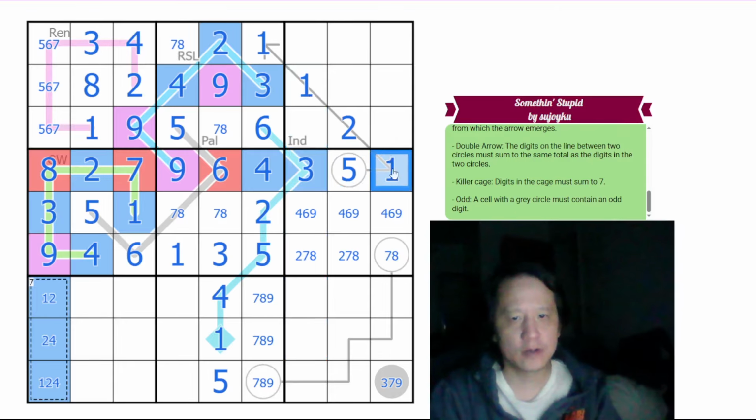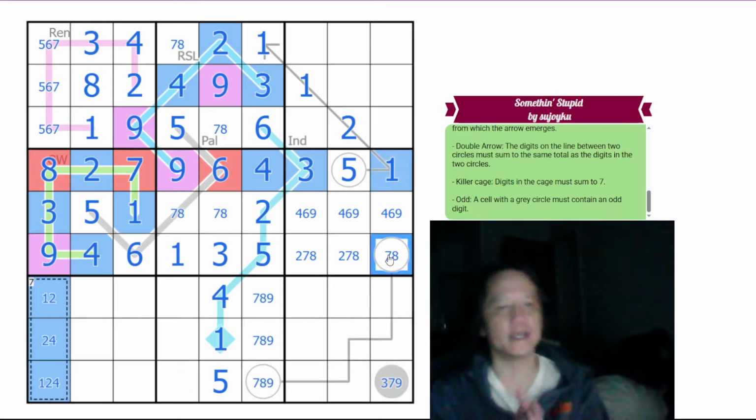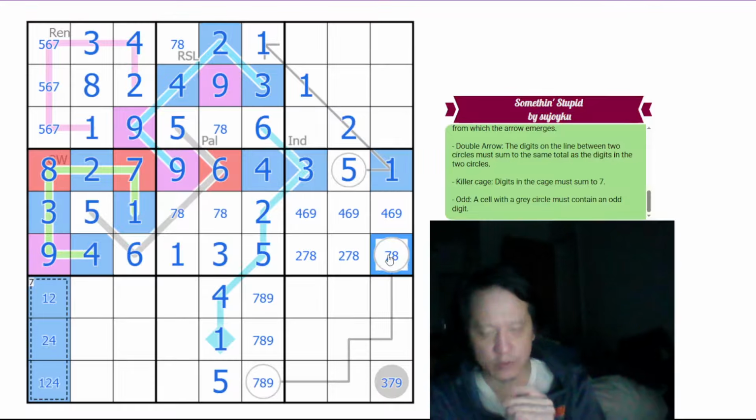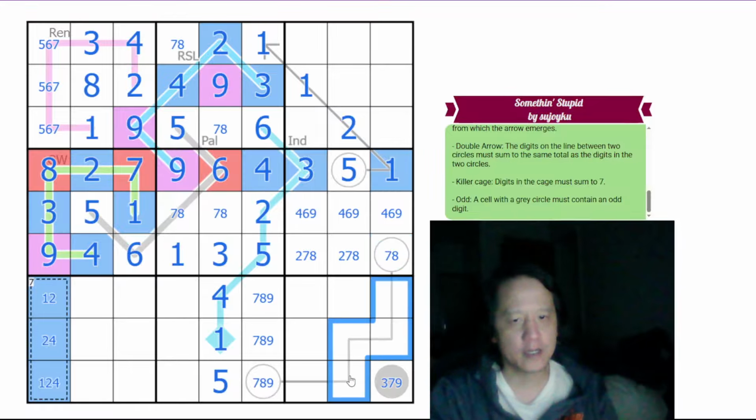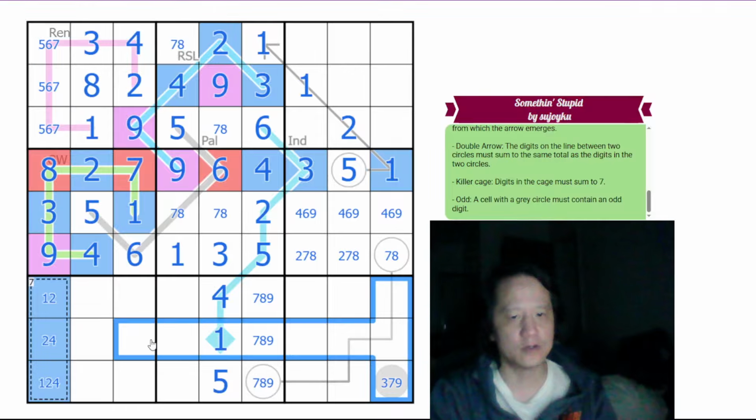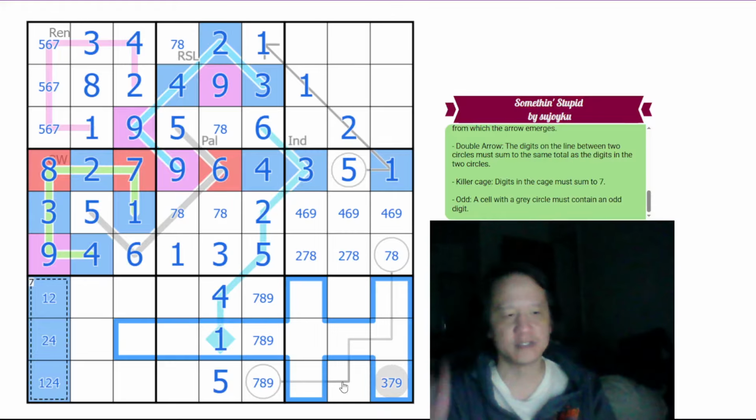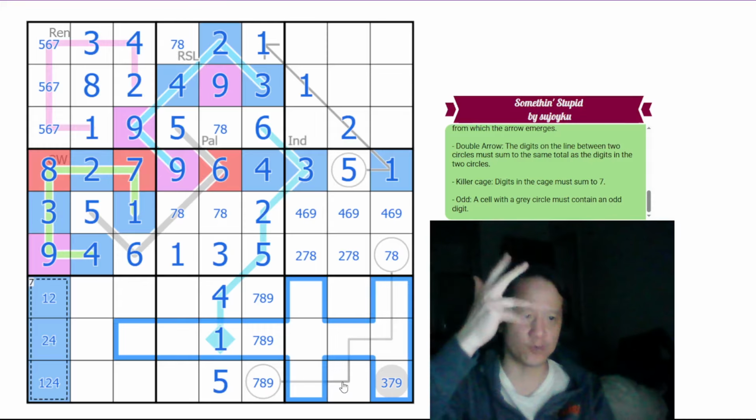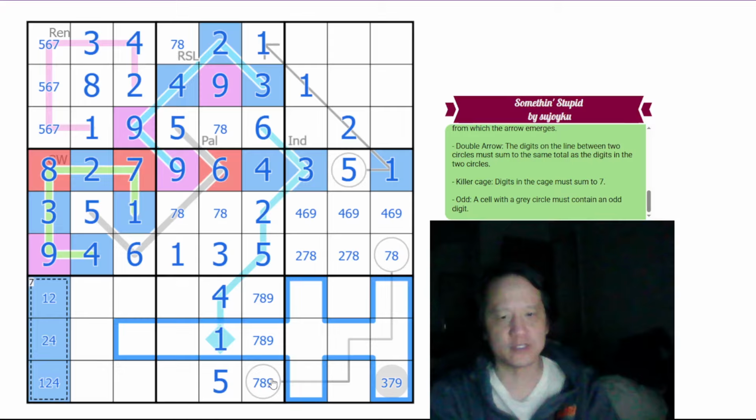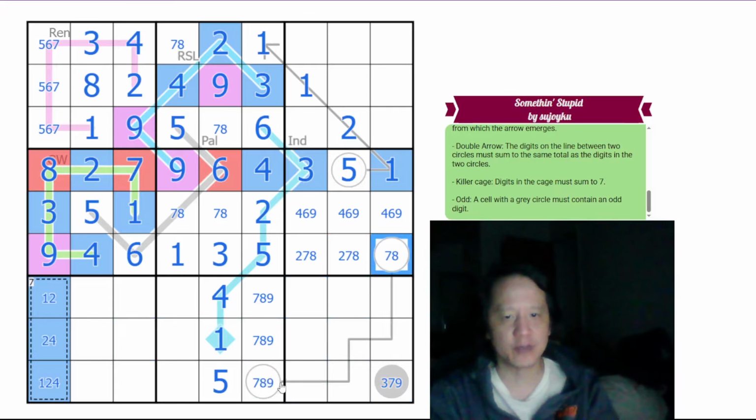1 cannot be here, or here, or here. This is at most 9 and 8, which adds up to 17. 17 requires a 1 to be in the sum. So 1 cannot be here, cannot be here, can't be in the middle row. So where is it? It has to be on the line, because the minimum without 1 would be 2, 3, 4, 5, 6, which adds up to 20, which is much bigger than what 17, which is the max this sum can add up to, can be.